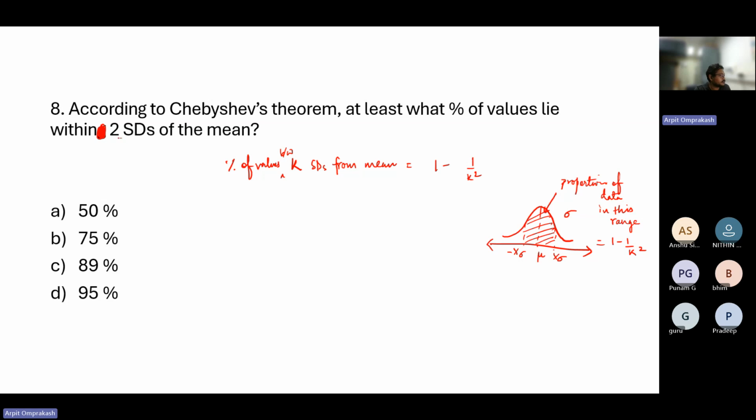According to that, since we are looking at 2 standard deviations from the mean, our k value is 2. So the percentage of values within 2 standard deviations will be 1 minus 1 by k square, which is 1 minus 1 by 2 square, or 1 minus 1 by 4, which is 3 by 4, or 75%. So the answer here will be option B, 75%.